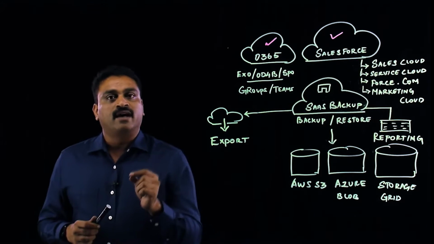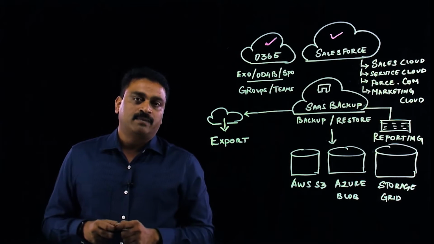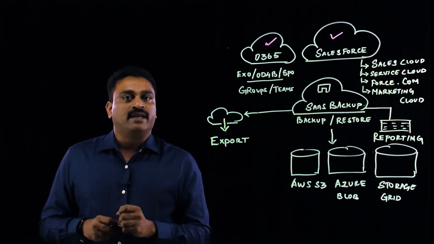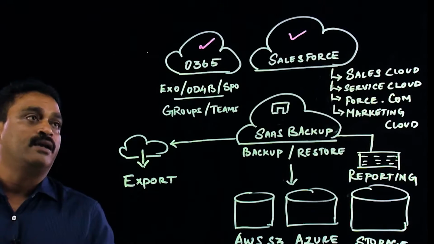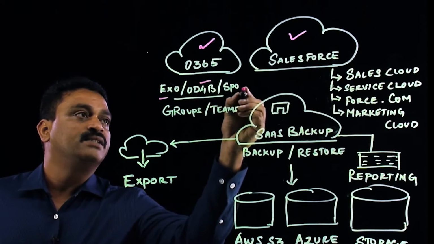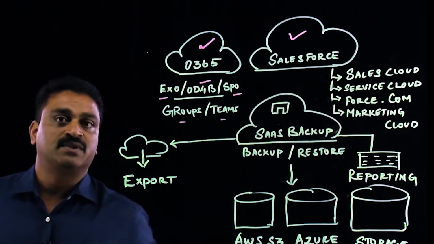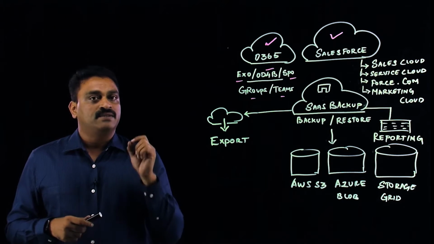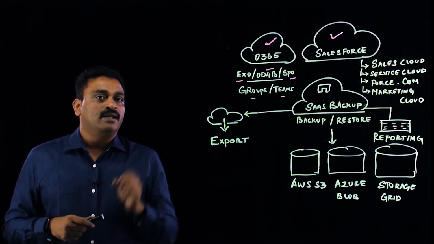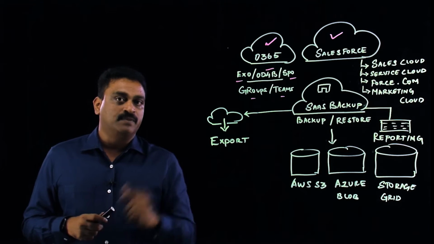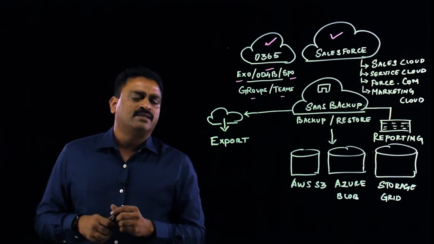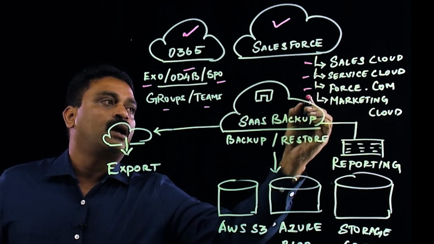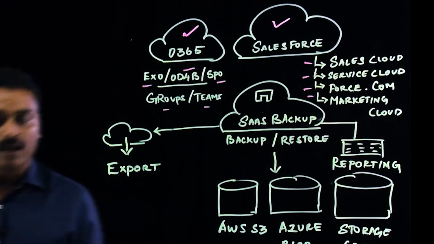Microsoft Office 365 provides a messaging and collaboration platform to improve end user productivity, and the most important applications consumed in Office 365 are Exchange Online, OneDrive for Business, SharePoint Online, Groups, and Teams. Similarly, Salesforce is the most widely used CRM application across the globe that organizations use to drive their business. And important mission critical data is stored in many different clouds like Sales Cloud, Service Cloud, Force.com, Marketing Cloud, and Community Cloud, and so on.